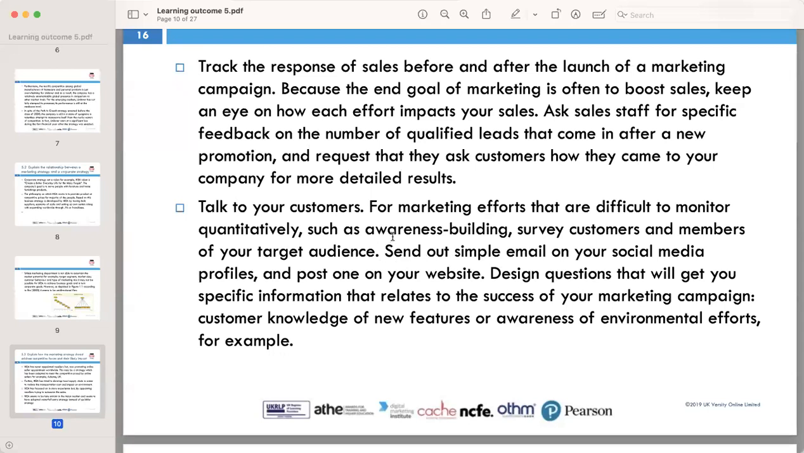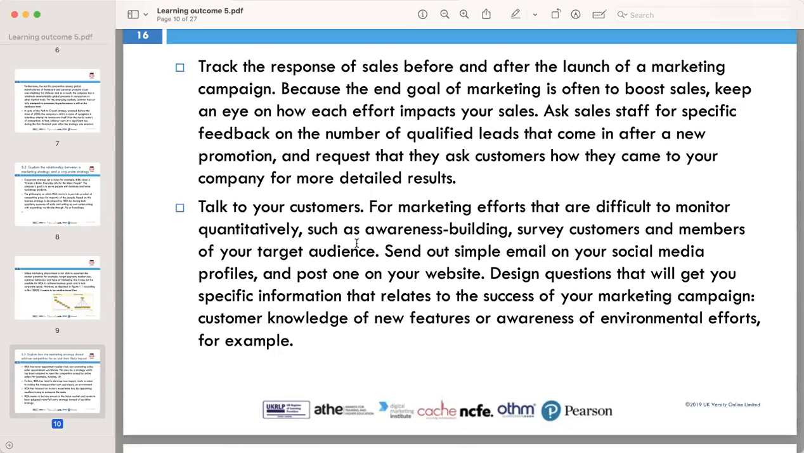Then talk to your customers for marketing efforts that are difficult to monitor quantitatively, such as awareness building. Survey customers and members of your target audience. So basically, you need to engage with your customers directly for marketing efforts that are challenging to monitor quantitatively, such as awareness building; conduct surveys among your customers and target audience.